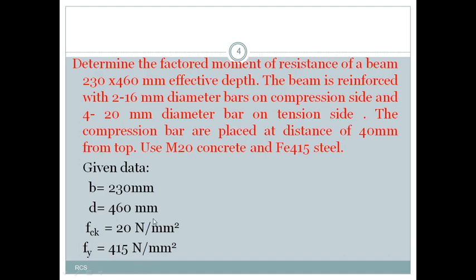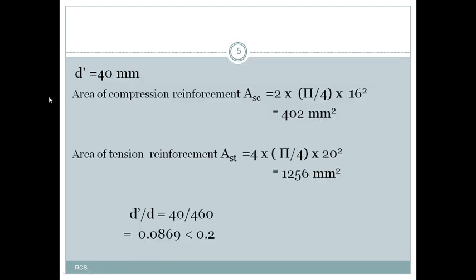Right, and in addition to this, he has given the number of bars and diameter of bars provided in the compression zone as well as in the tension zone. According to that, we have to calculate what is the area of compression reinforcement and what is the area of tensile reinforcement. And it is also mentioned in the problem that the effective cover in compression zone is d dash equal to 40 mm. Right. Let me calculate first what is the area of compression reinforcement, Asc.